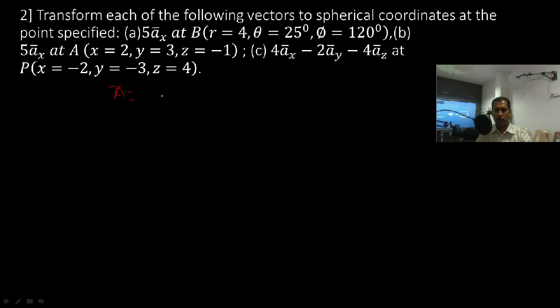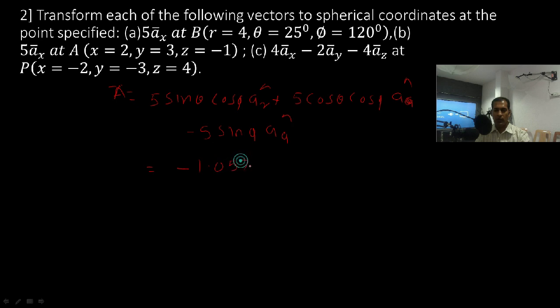So we'll get A bar is equal to phi sin theta cos phi AR cap plus 5 cos theta cos phi A theta cap minus phi sin phi A phi cap. So for part A, if we keep the value of theta and phi, we will get minus 1.057 AR cap minus 2.66 A theta cap minus 4.33 A phi cap. So this will be the solution for part A.